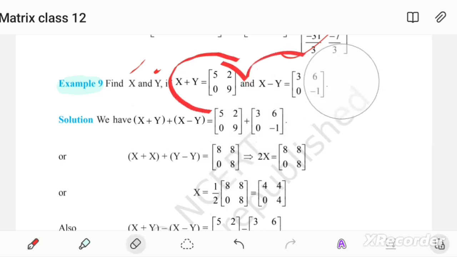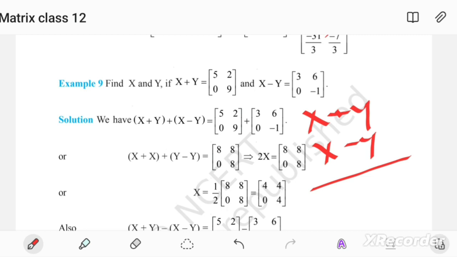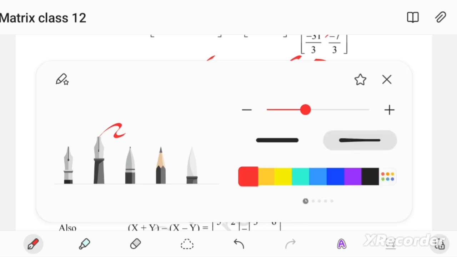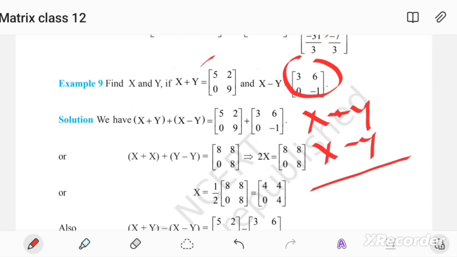So simply what we can do, the first idea that came in our mind to solve this is to basically add these two matrices x plus y and x minus y. We are given that x plus y is this matrix and x minus y is this matrix, right? So the first idea that came in our mind is to add these matrices, right? If we add these matrices, what would happen? Both the y matrices get cancelled, and we are left with 2x.